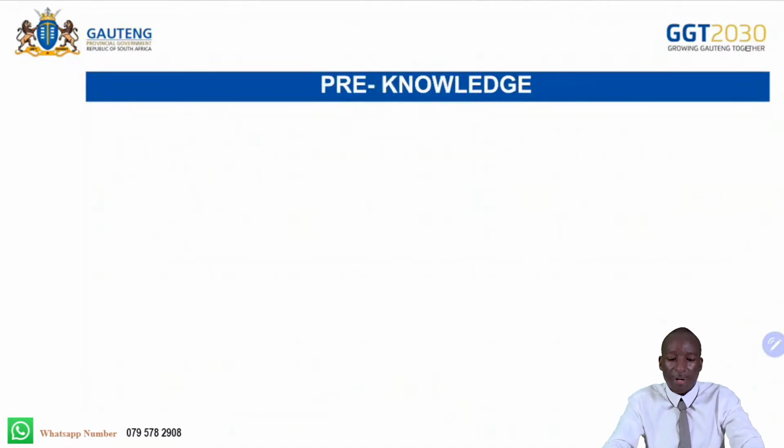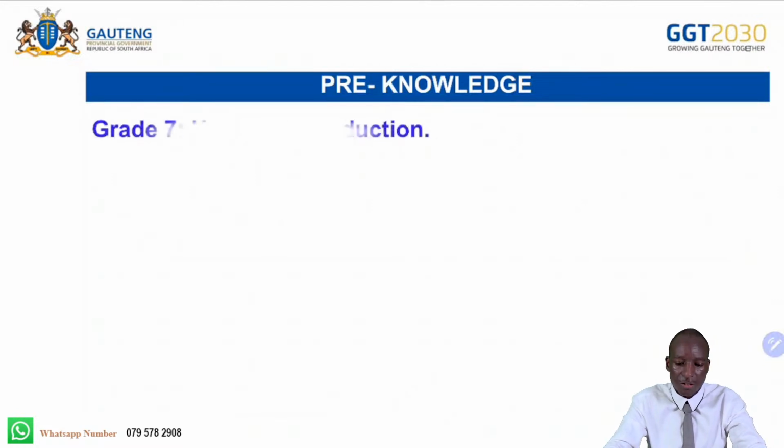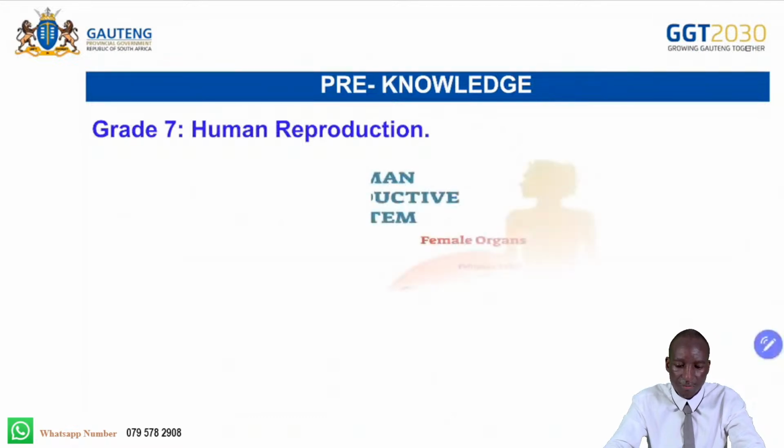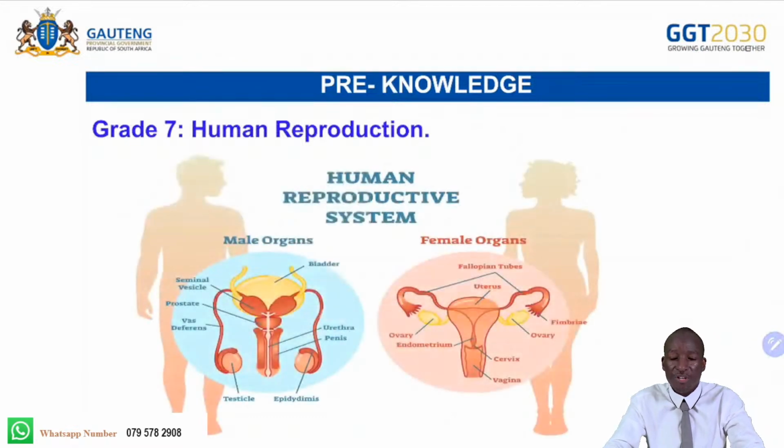We're going to start off by looking at the pre-knowledge, what you need to recall so that you can be able to fit into today's lesson and also understand as we move through. Recall what you did in grade 7 under the topic of human reproduction. As you can see from the images there, this is not new to you. We've got two systems that are shown there. That is the male reproductive system and the female reproductive system.